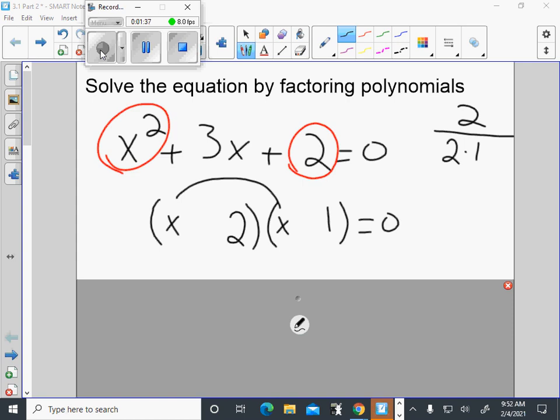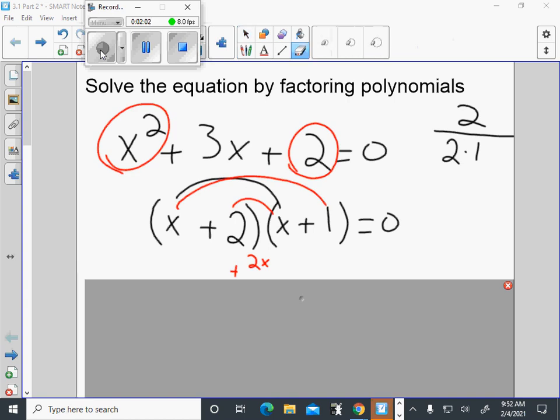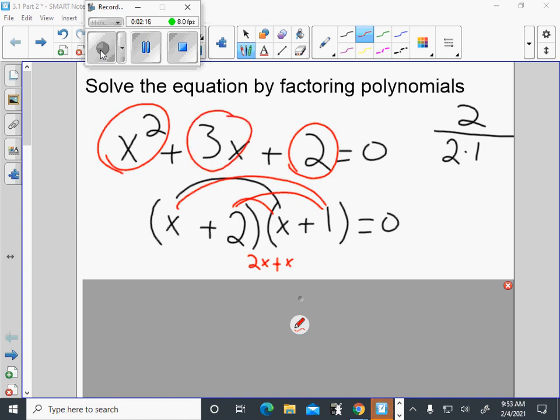Okay, but how does this 3x enter in? Well, that 3x, let's FOIL this one out. If we multiply the x's together, we'd get x squared. Okay, if we took 2 times x, we'd get 2x. If we multiplied the first and the last, we'd get plus x, right? And then we obviously know if we multiply the 2 times 1, we'd get 2. So what is 2x plus x? Well, that's where we get 3x.